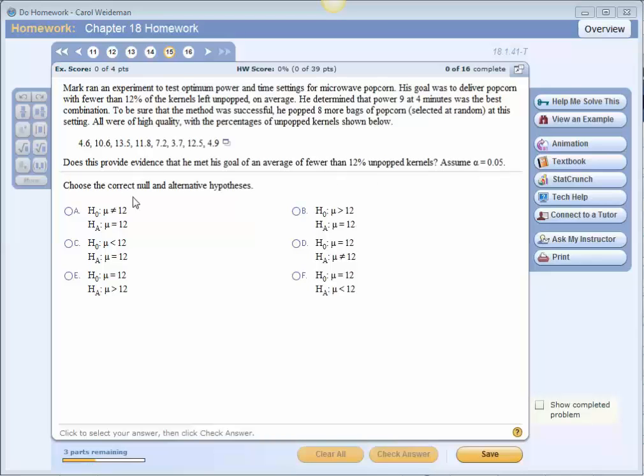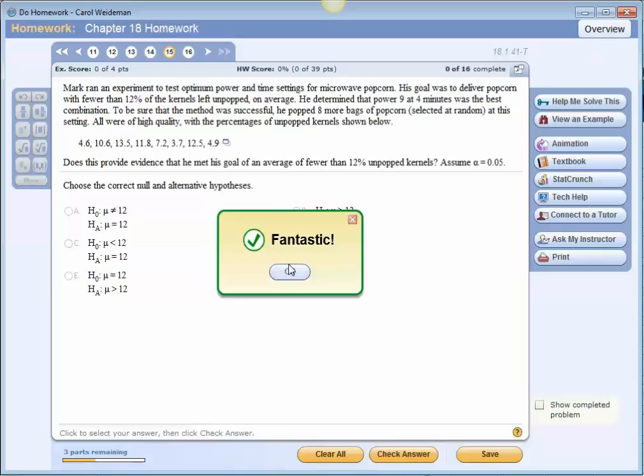So first we want to pick the correct null and alternative. Remember, the null is always going to have an equal sign in it, and we're interested in whether we got less than 12%. So the null is going to be equal to 12%, and the alternative is going to be less than. So if I look over my choices here, it looks like F is the correct choice.